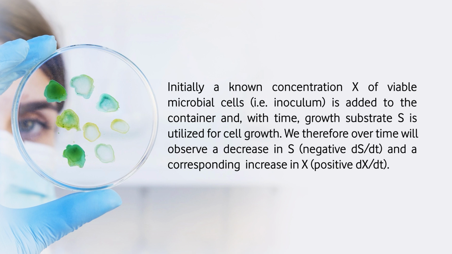So initially a known concentration of viable microbial cells, or inoculum, capital X, is added to the container, and with time growth substrate capital S is utilized for cell growth. Therefore, over time we observe a decrease in the substrate concentration and a corresponding increase in the number of microorganisms, or the biomass. I'll repeat. Once the batch culture has started, it has a known concentration of substrate capital S, and a known amount of viable initial cells capital X, alright.